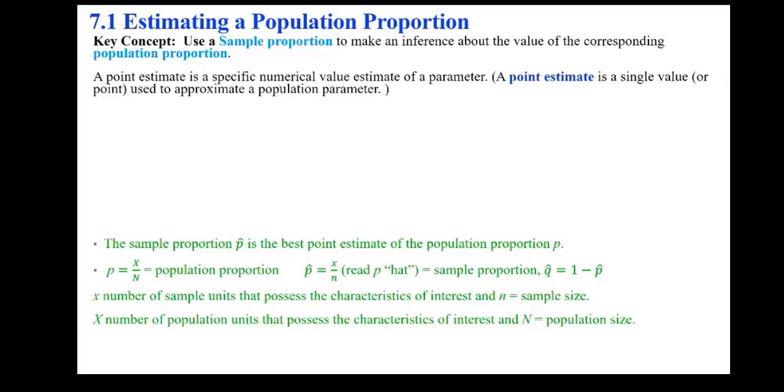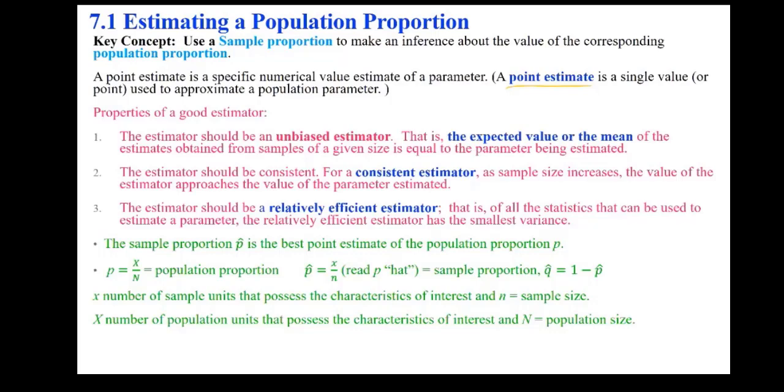You want to build up a confidence interval. Where do you begin? Somewhere. What is it called? A point estimate. What is the point estimate for P? P hat. What is the point estimate for mu? X bar. So that's important to understand.